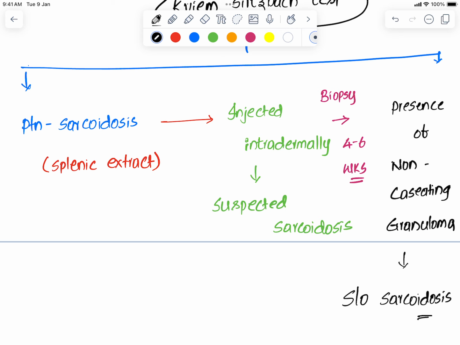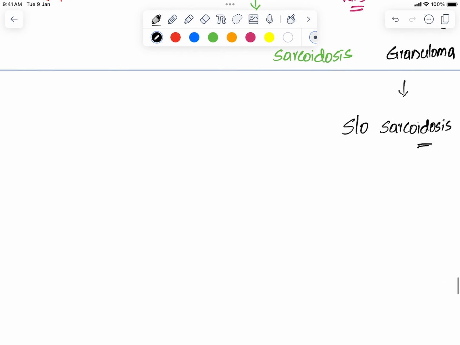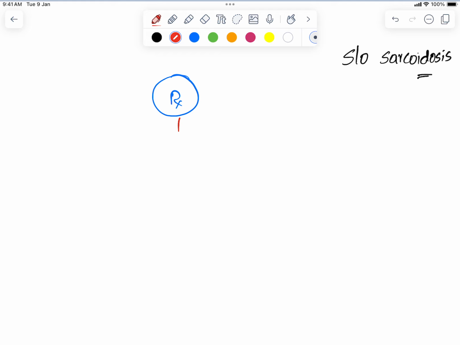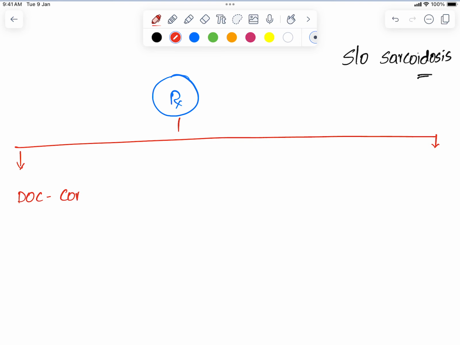CD4 to CD8 ratio, that is increased. Kveim-Siltzbach test, that is splenic extract. Gallium-67 uptake studies, that is lambda sign as well as the panda sign. The biopsy is the investigation of choice, which will show you the presence of non-caseating granuloma, right? Now, after having discussed the investigations, you need to know the treatment. So if you see the treatment of sarcoidosis, it is a disorder which is occurring because of immune hyperreactivity. So the drug of choice will be the corticosteroids.